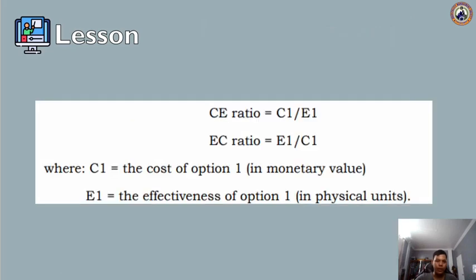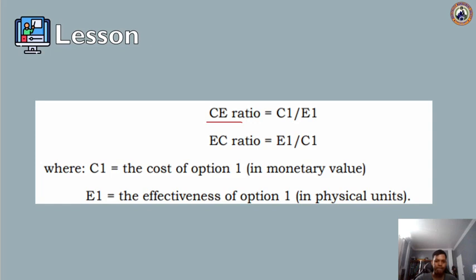Now I'm going to share it with you, just like a formula here. The cost effective ratio, CE. The CEA, or the cost effective analysis, measures cost in a common monetary value and the effectiveness of an option in terms of physical units because the two are incommensurable. So they cannot be added or subtracted to obtain a single criterion measure. So one can only compute the ratio of cost to effectiveness in the following ways.